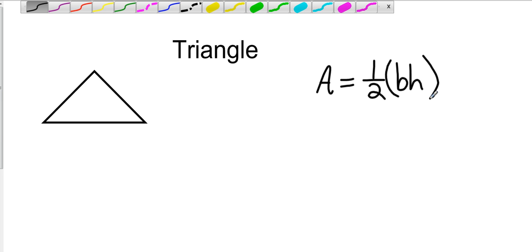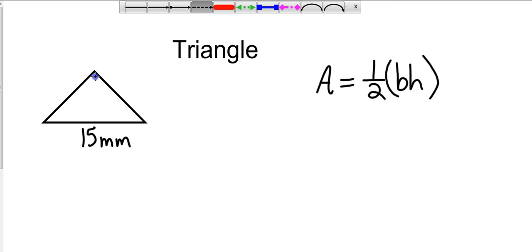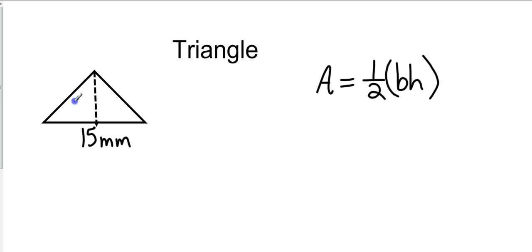Okay, so same thing. We might have a base right here of, let's go with 15 millimeters. And then at some point, they're going to give you a height, which will be drawn perpendicularly again, just like we discussed in the last one. It has to be drawn straight down. Okay, I don't like that one. I'm going to redraw that. There. I like that one a little bit better. And so let's say that this is going to be 4 millimeters.